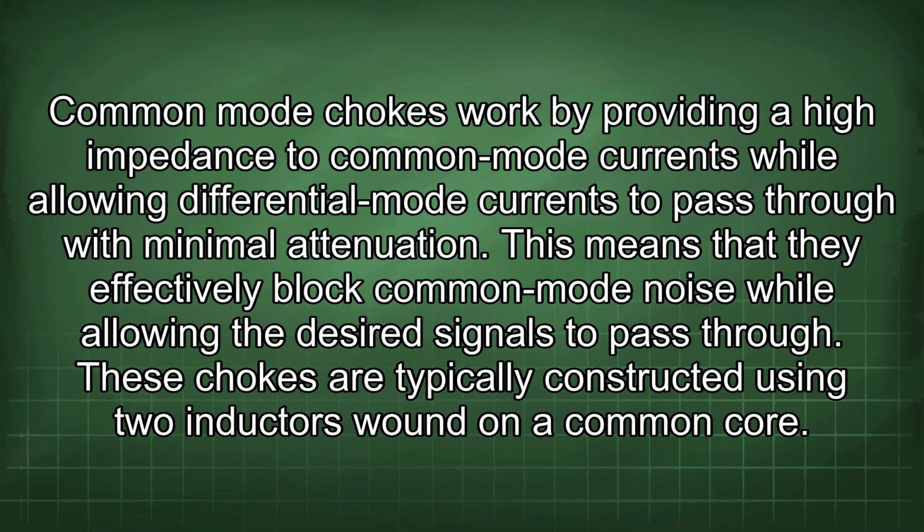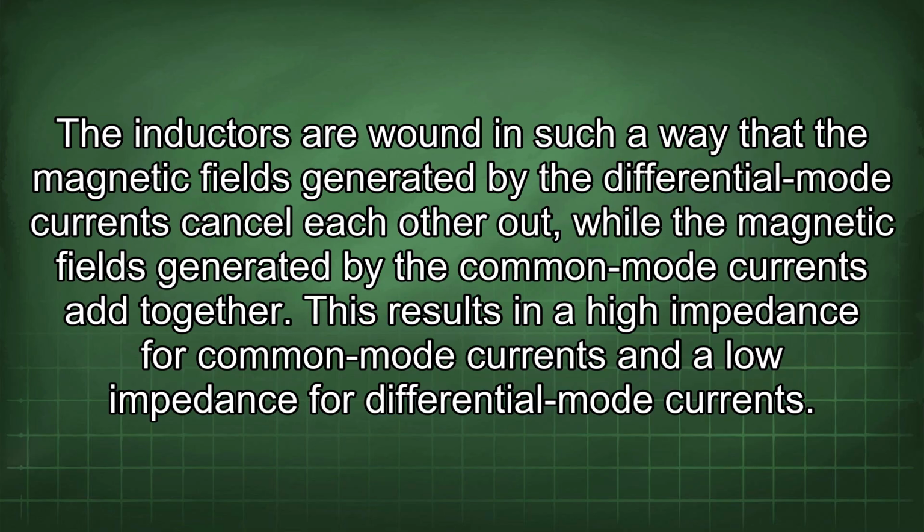These chokes are typically constructed using two inductors wound on a common core. The inductors are wound in such a way that the magnetic fields generated by the differential mode currents cancel each other out, while the magnetic fields generated by the common mode currents add together. This results in a high impedance for common mode currents and a lower impedance for differential mode currents.